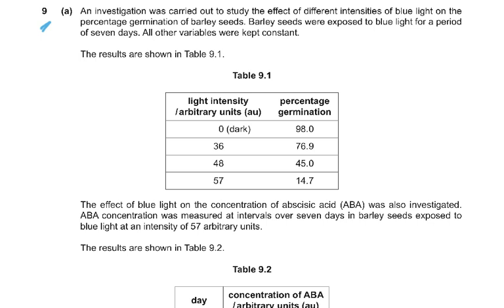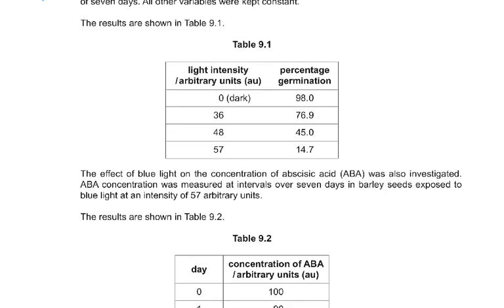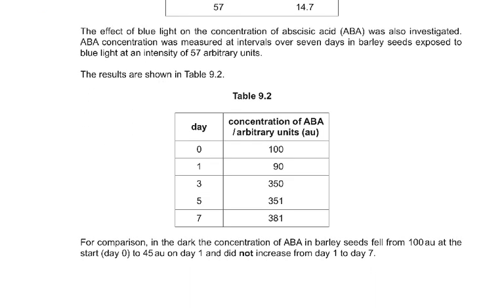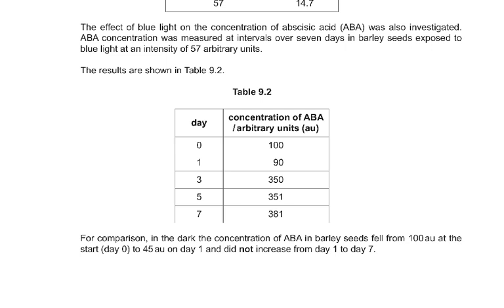The effect of blue light on the concentration of abscisic acid was also investigated. ABA concentration was measured at intervals over 7 days in barley seeds exposed to blue light at an intensity of 57 arbitrary units. The results are shown in Table 9.2. Day 0, 100 concentration of ABA; day 1, 90; day 3, 350; then 351; and then 381. For comparison, in the dark, the concentration of ABA in barley seeds fell from 100 AU at the start of day 0 to 45 AU on day 1 and did not increase from day 1 to day 7.